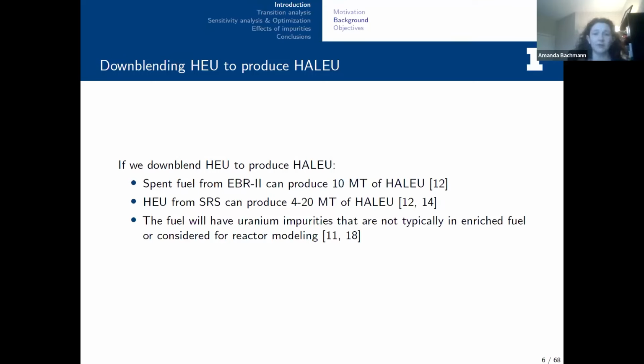It's also important to note, and this is a part I won't quite get to in this talk, that some of the fuel will have impurities when we downblend the HEU. Typically, they're going to have larger concentrations of uranium-232, which is going to have some pretty nasty gamma doses, as well as uranium-236, which is a fairly parasitic neutron absorber for your fuel. So, when we talk about using these downblended HEU inventories, it's interesting to look at how the uranium impurities that are present will impact the performance of these advanced reactors.